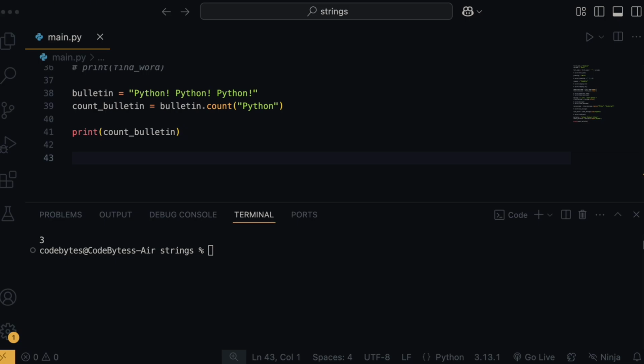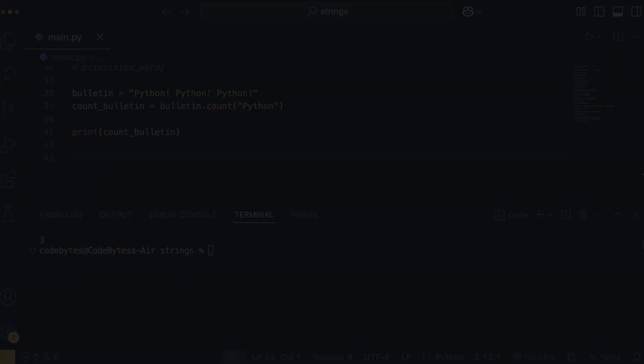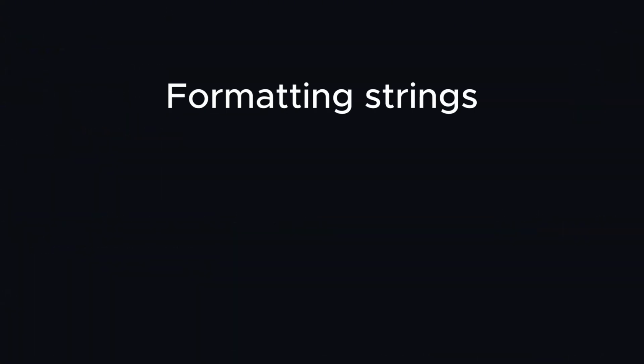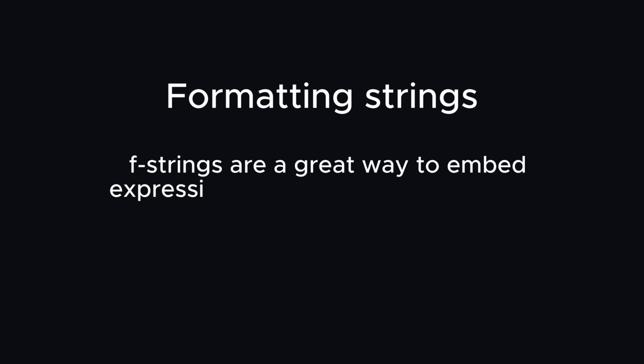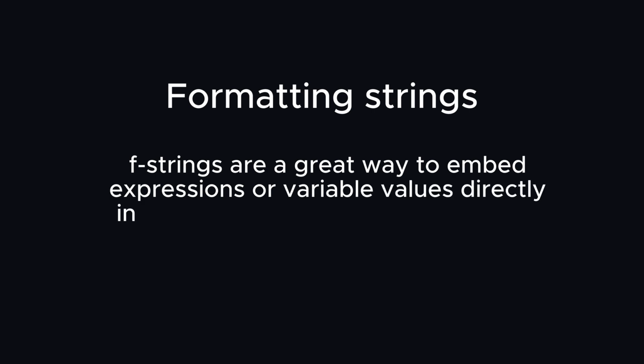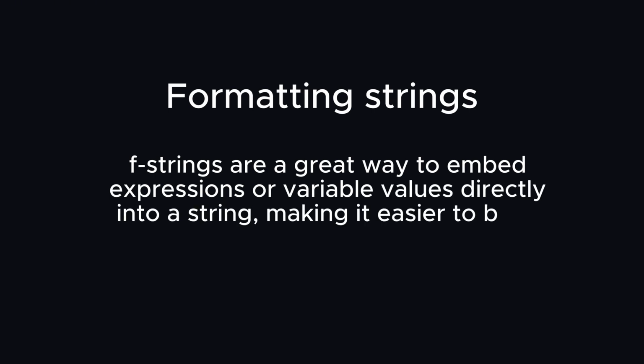So now that we've covered a few different ways you can modify your strings, let's move on to how we can format them. One of the most useful and convenient ways to work with strings is by using f-strings. An f-string is simply just a formatted string, and it's a way to embed expressions or variable values directly into a string, making it easier to build dynamic text.